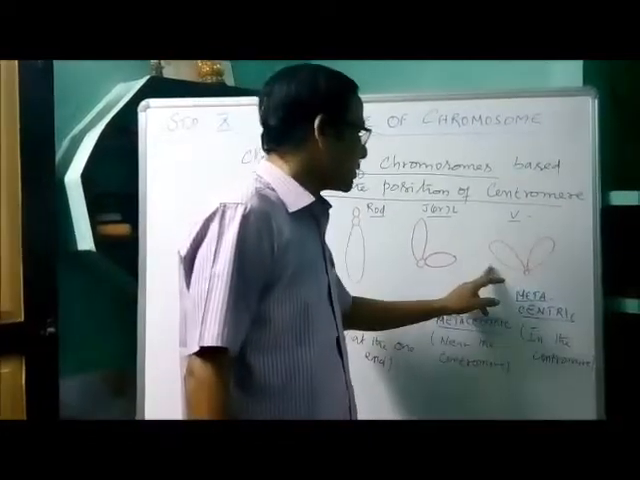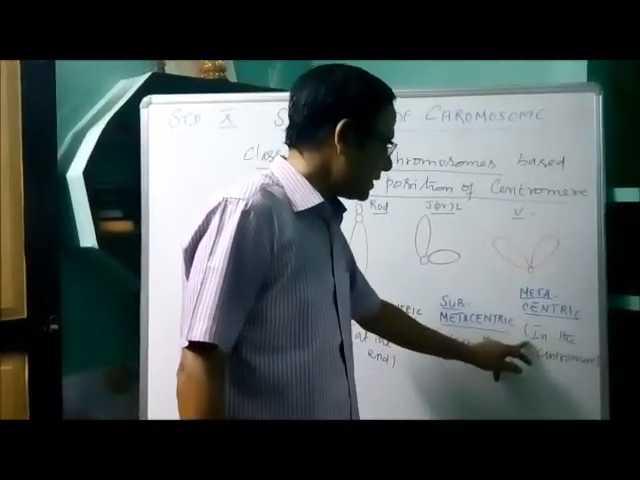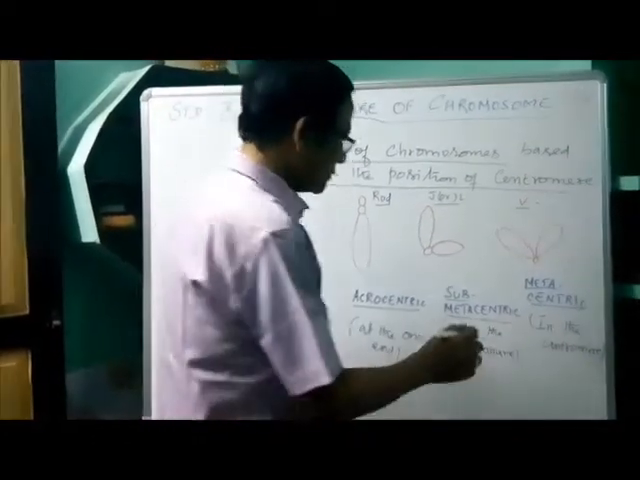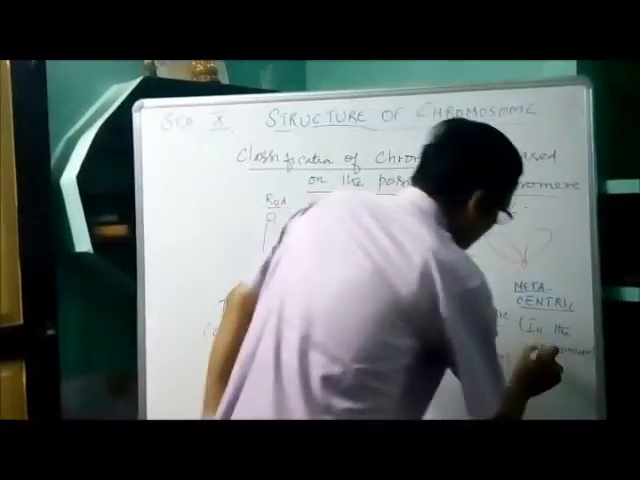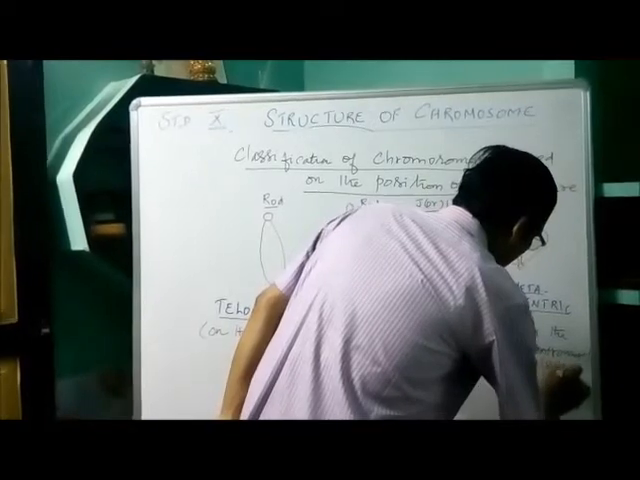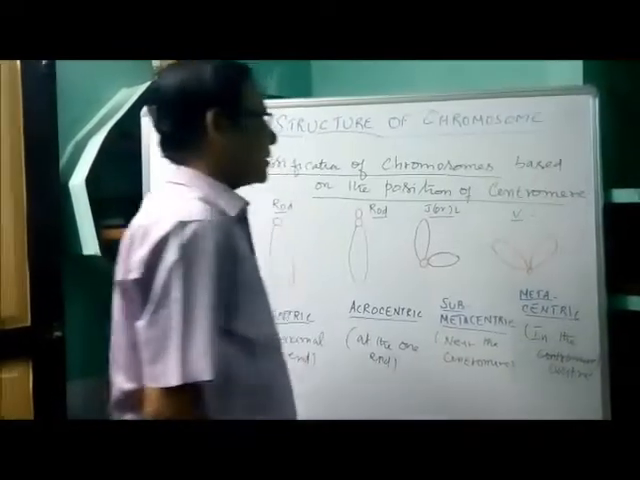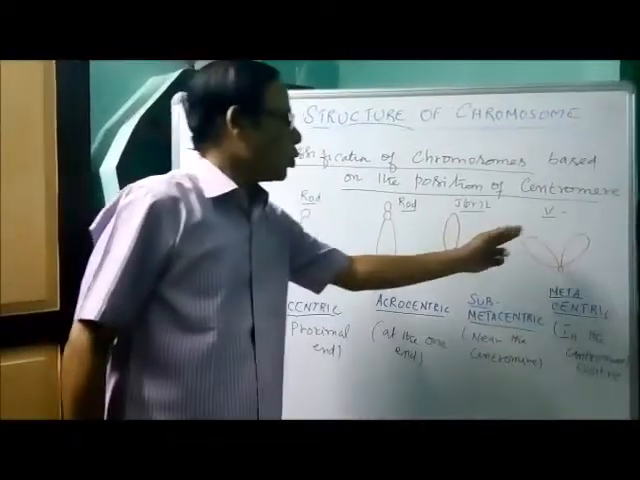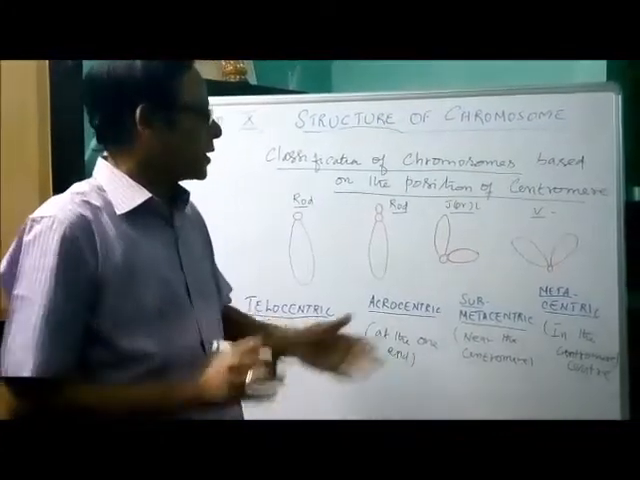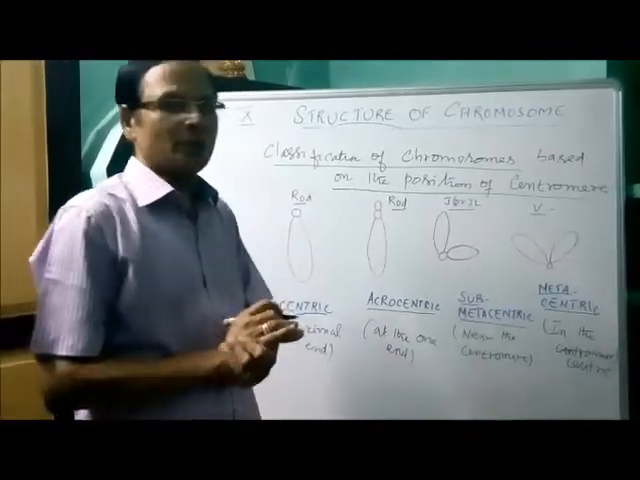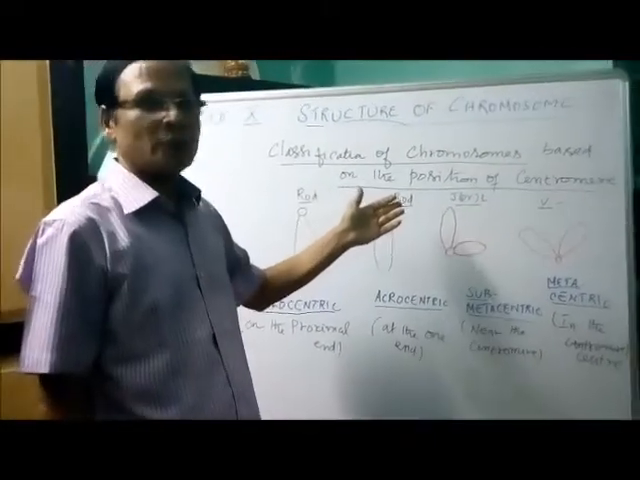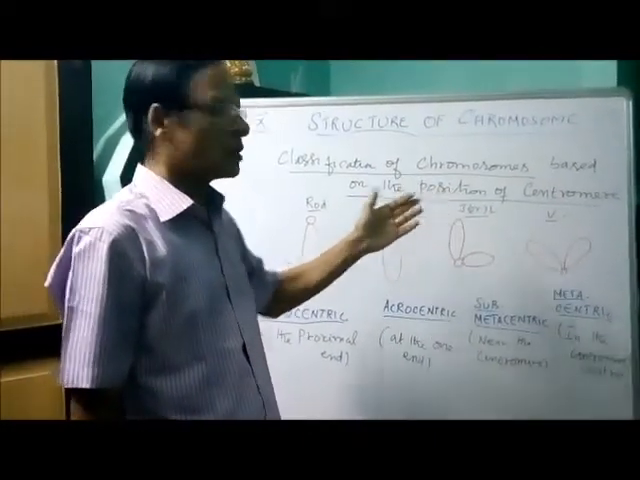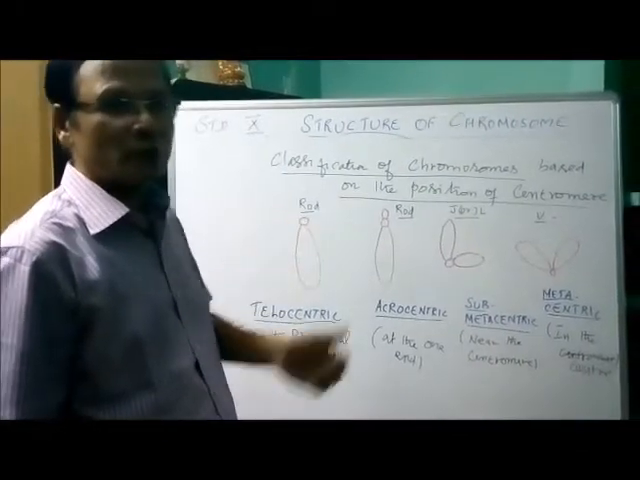Now the last one, metacentric, the centromere is present in the center. The two arms are equal in size. Hence the chromosome is V-shaped. So the chromosomes are either rod-shaped, J-shaped, L-shaped or V-shaped according to the location of the centromere.